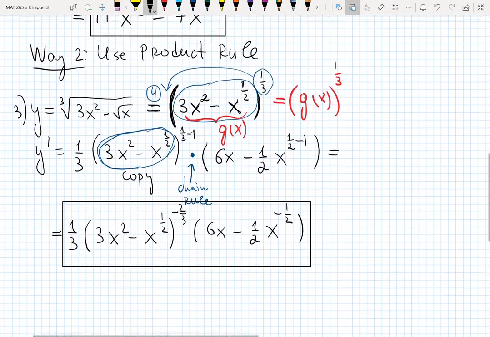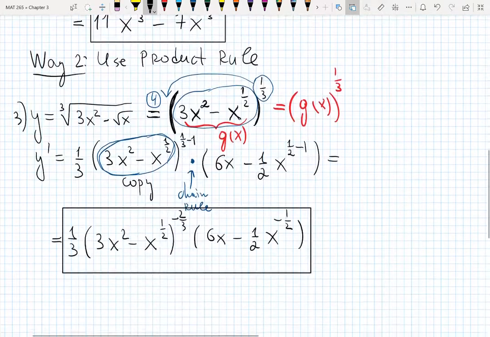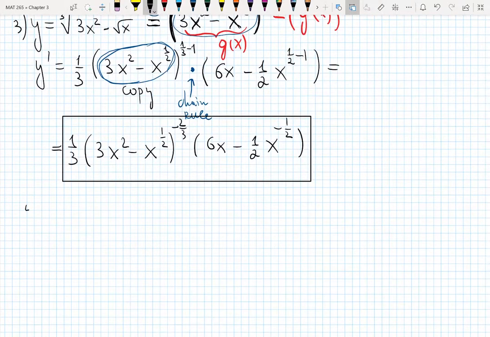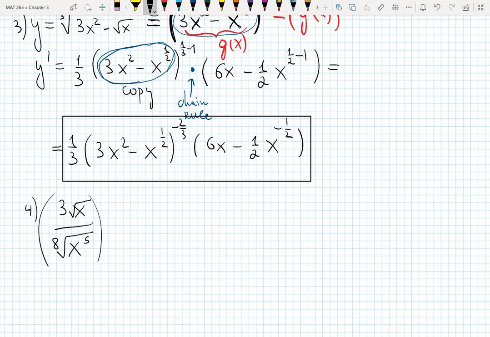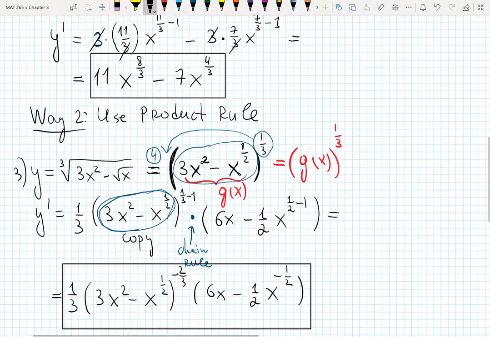Now, what else? When you have fractions, let's do one more example with fractions, and I think you're ready to go. It's going to be something like 3x squared over x to the 5/8. Can you differentiate this? Using property number 2.